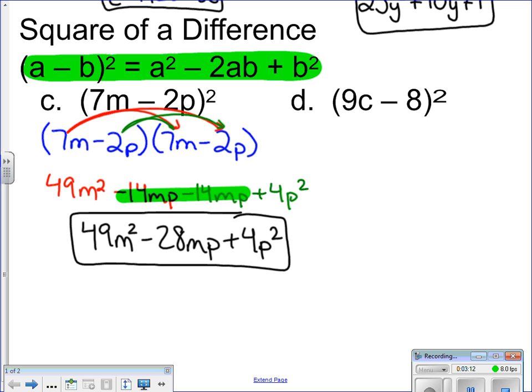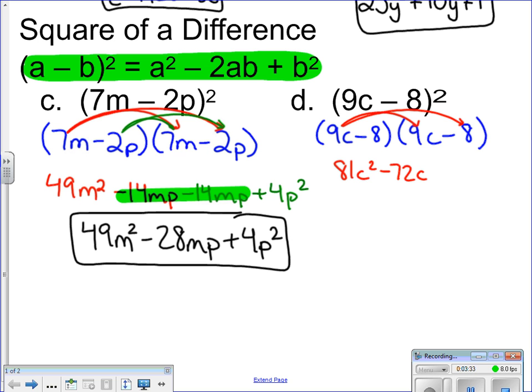All right, before I do D, you should try it on your own. Okay, let's see if you got it right. 9c times 9c, 81c squared. 9c times negative 8, negative 72c. Negative 8 times 9c, another negative 72c. Negative 8 times negative 8, positive 64. Combine your like terms in the middle. 81c squared minus 144c plus 64.